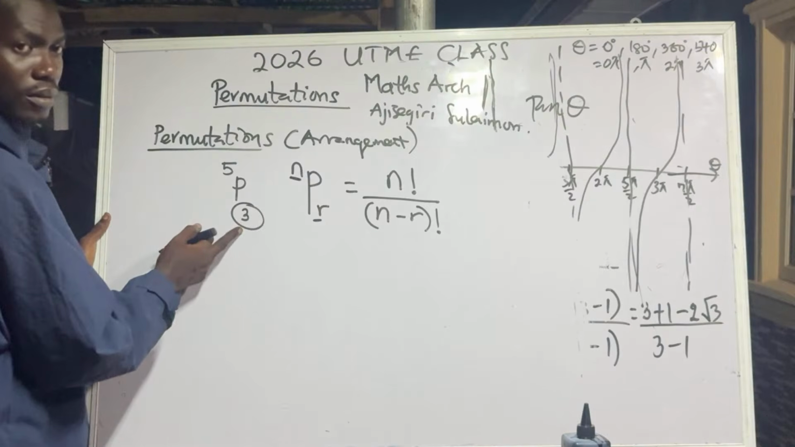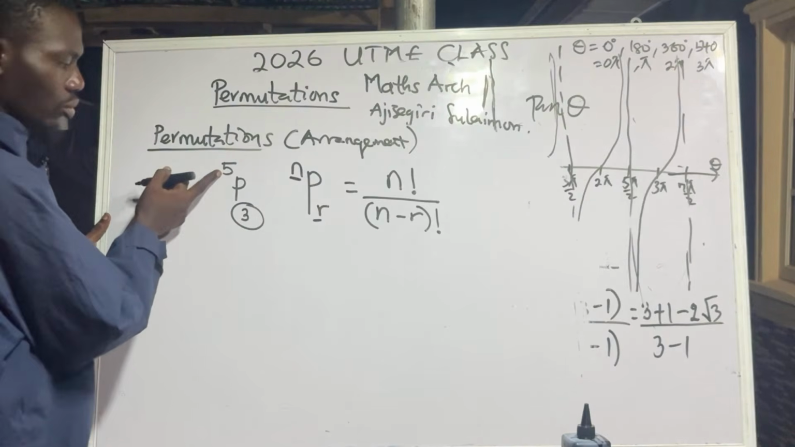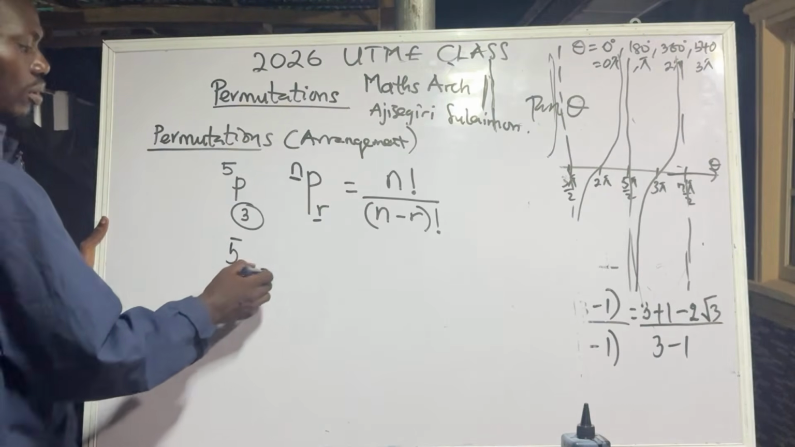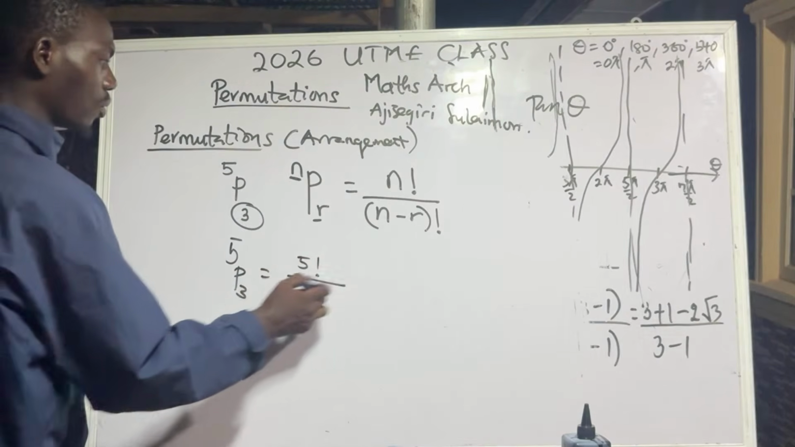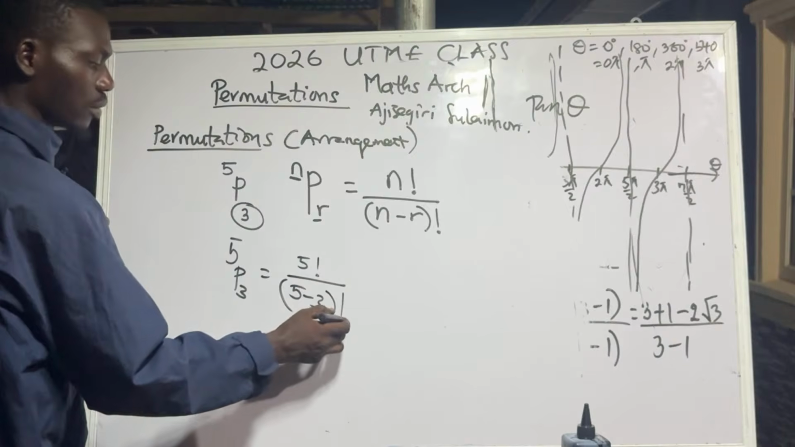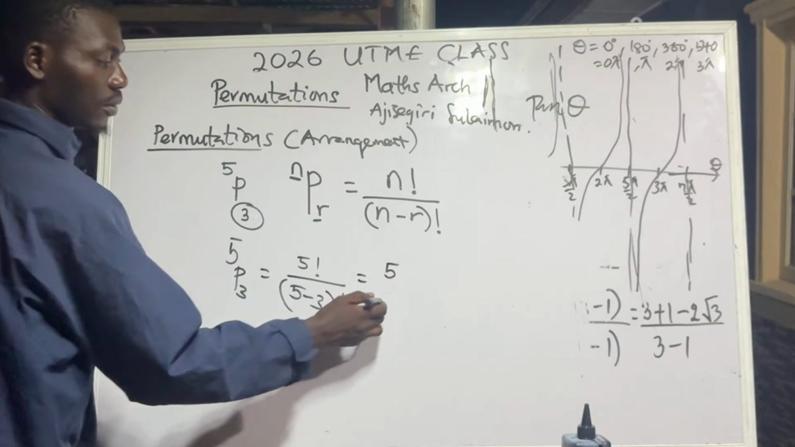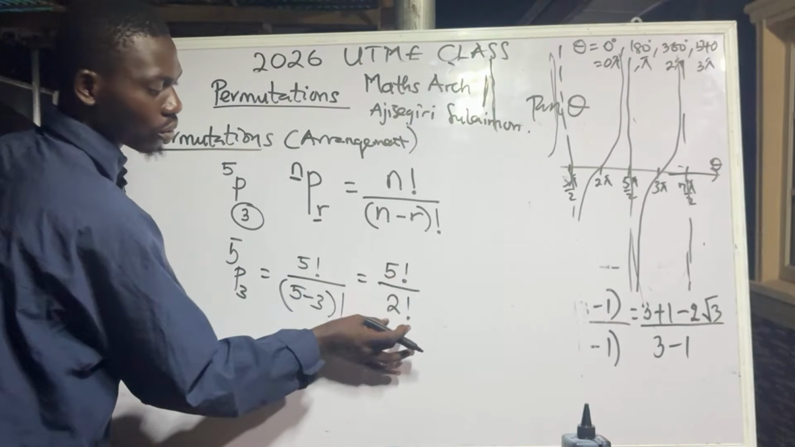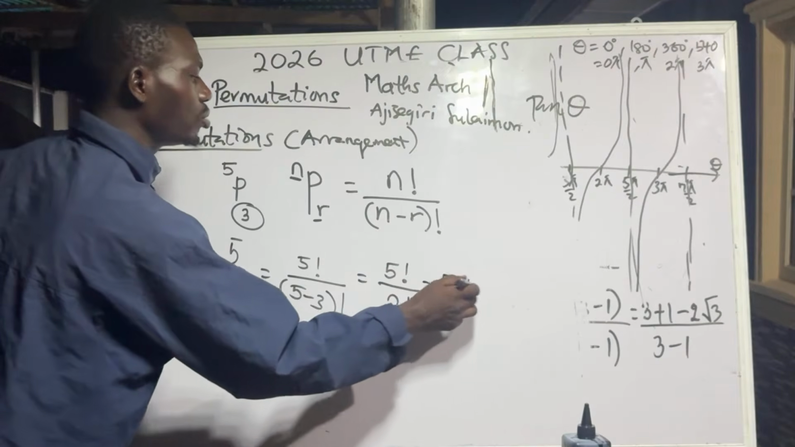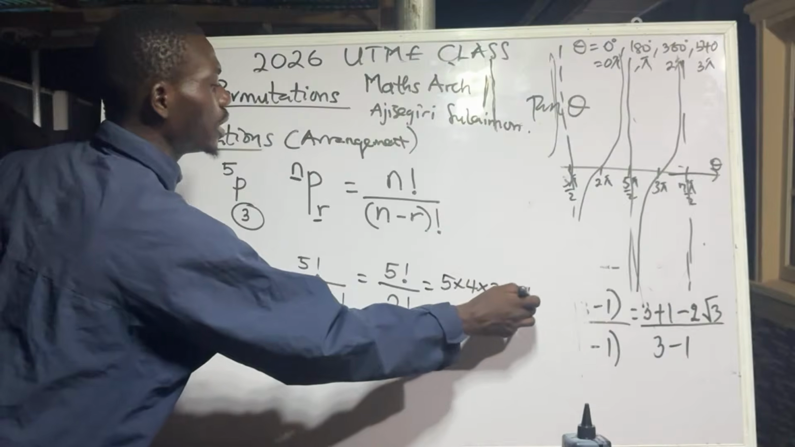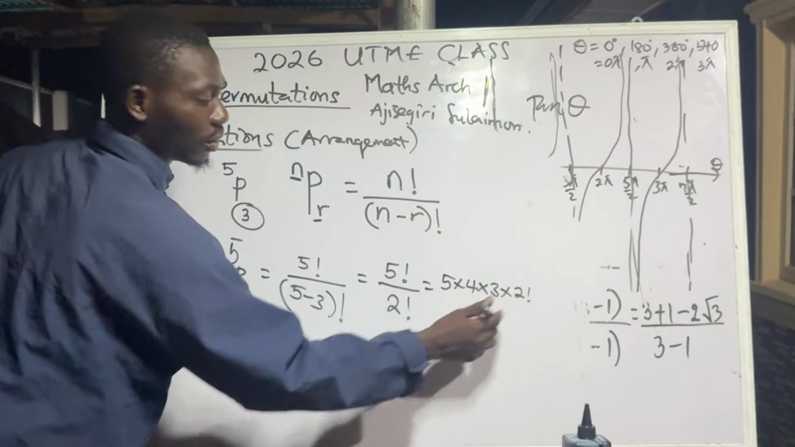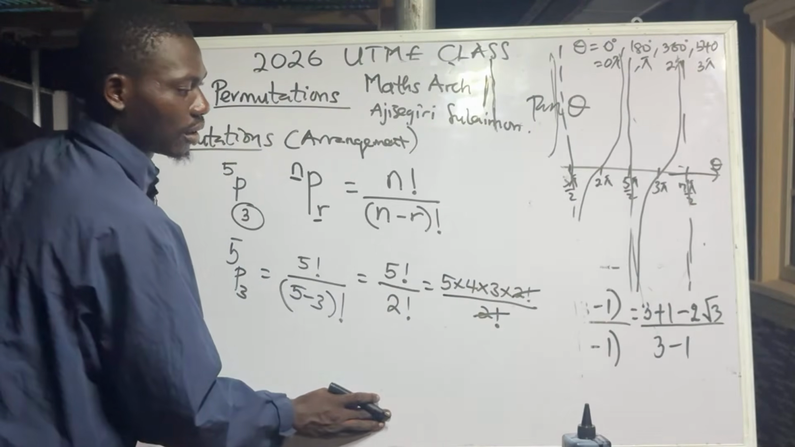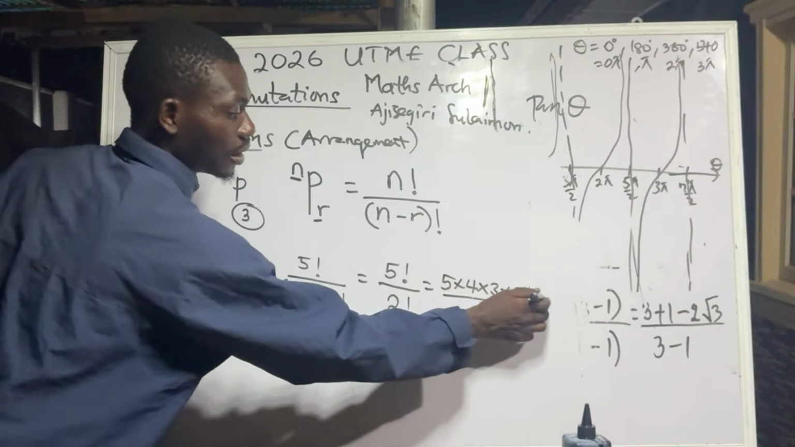For example, 5 permutation 3 is a product of 3 times, starting from 5 downward. Using the formula, 5 permutation 3 will be 5 factorial over (5 minus 3) factorial, and that would be 5 factorial over 2 factorial. Now try rewriting 5 factorial up to 2 factorial. So this 2 factorial cancels this 2 factorial. And what do you have? 5 times 4 times 3, and that's 60.